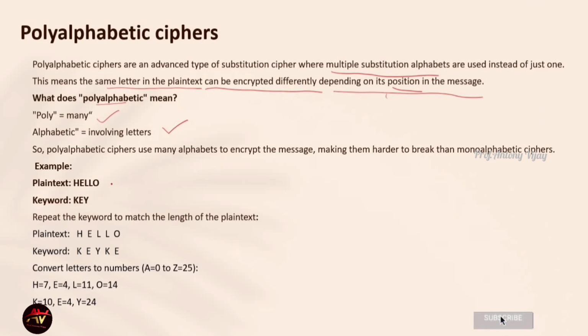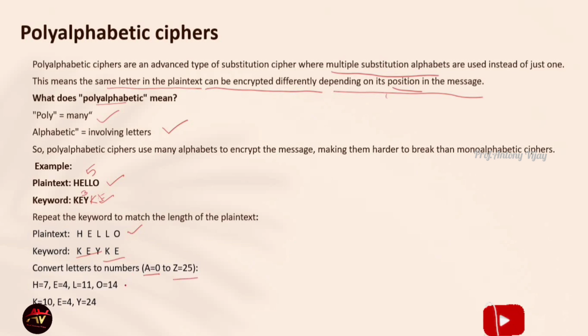First, I am taking the plain text "hello" and the keyword "key". We have to assume the plain text size and keyword size are the same, but here the plain text size is 5 and the keyword size is only 3. So we need two more letters for the keyword, and we fill them by repeating the key: K and E. Then we convert the alphabets into numbers as usual, A for 0 and Z for 25.